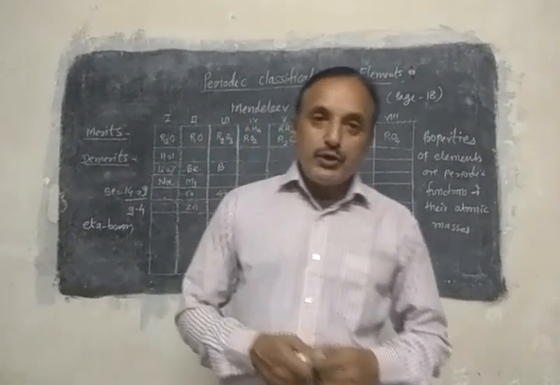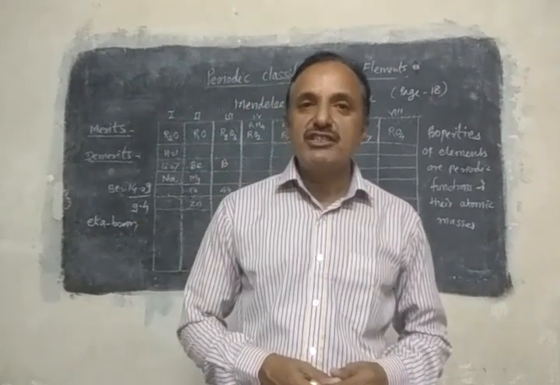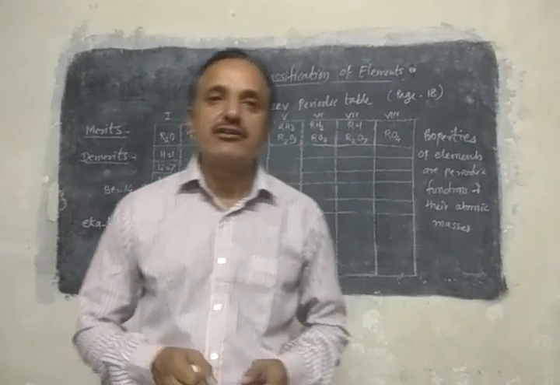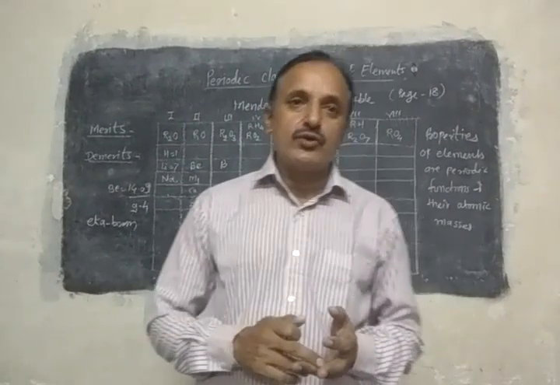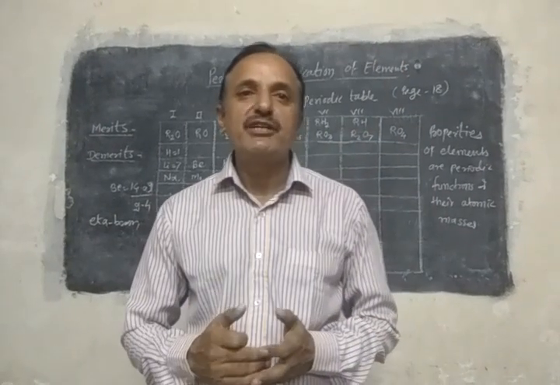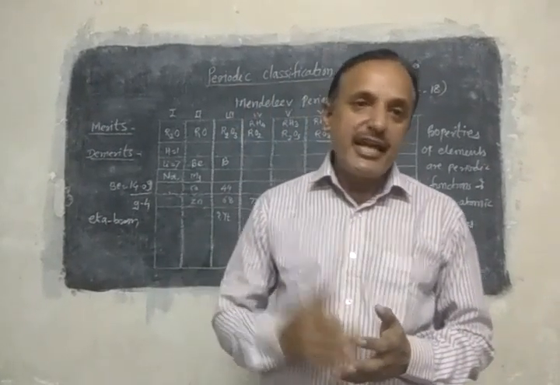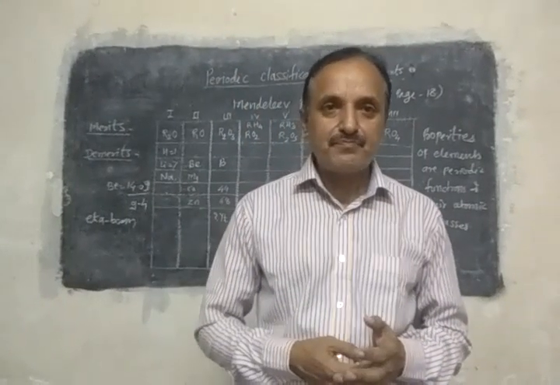So in the previous video, we have seen the classification of elements done by Dobereiner and Newlands. Dobereiner tried, but he could not classify all the elements present at that time in the form of triads, so that theory was discarded.